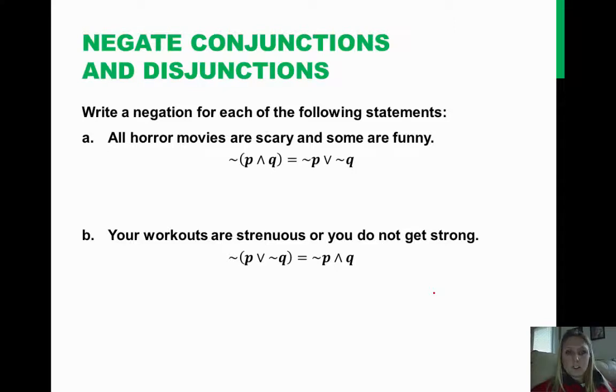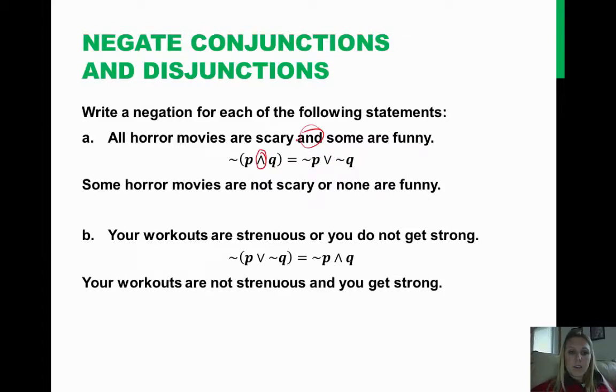So let's look at the first one. All horror movies are scary. That would be P. And some are funny, Q. Notice that they're all written in the positive format. We don't see a not in either one. So when I go to negate it, I'm going to change the and to an or and negate both P and Q. So if I were to write that out, it would be some horror movies are not scary or none are funny.